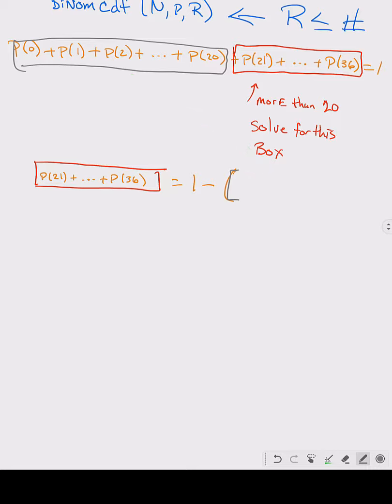And what goes there? Well, the probability of 0 plus the probability of 1 plus, I skipped the probability of 2 but it's the same idea, up to the probability of 20. And that's going to go inside this gray box. So in order to figure out the probability of more than 20, all I need to do is calculate what's in the red box.